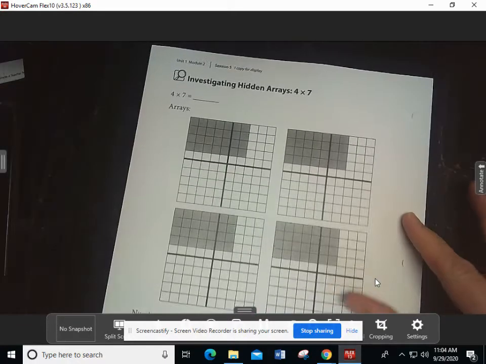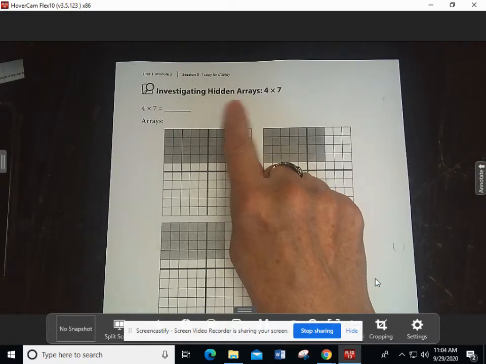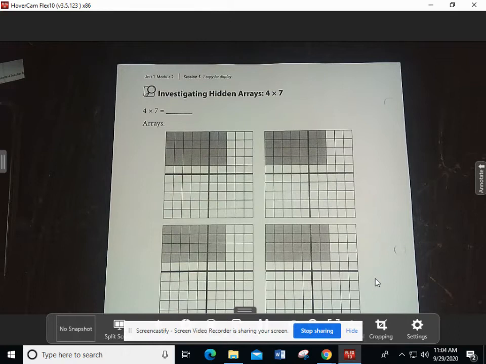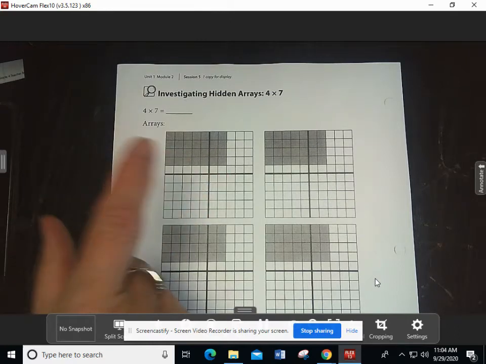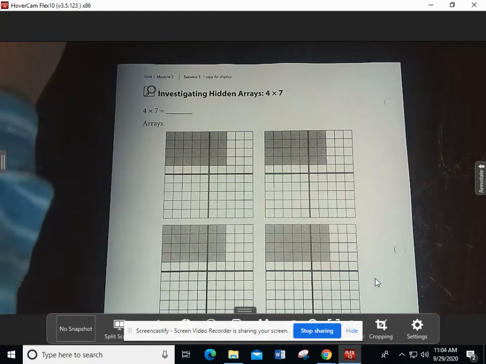Today, as we begin our lesson, we're going to look at these 4 arrays. Notice how it says hidden arrays. So inside of those arrays of 4 by 7, there are other arrays hiding. So I want everyone to look at the board and to think carefully about this. You see the 4 arrays. I want you to think about different ways we could divide this.